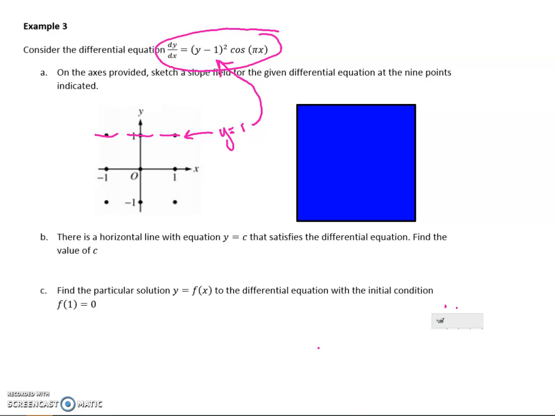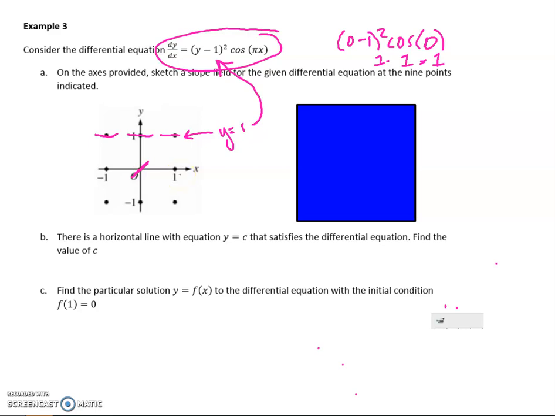We'll go down here to the y-axis. If I plug in, let's start with our origin, 0, 0, I get 0 minus 1 squared times cos of pi times 0, which is just cos of 0. That's a 1. So I get 1 times 1, which is 1. So my slope at 0, 0 should be 1, which is that positive horizontal line.